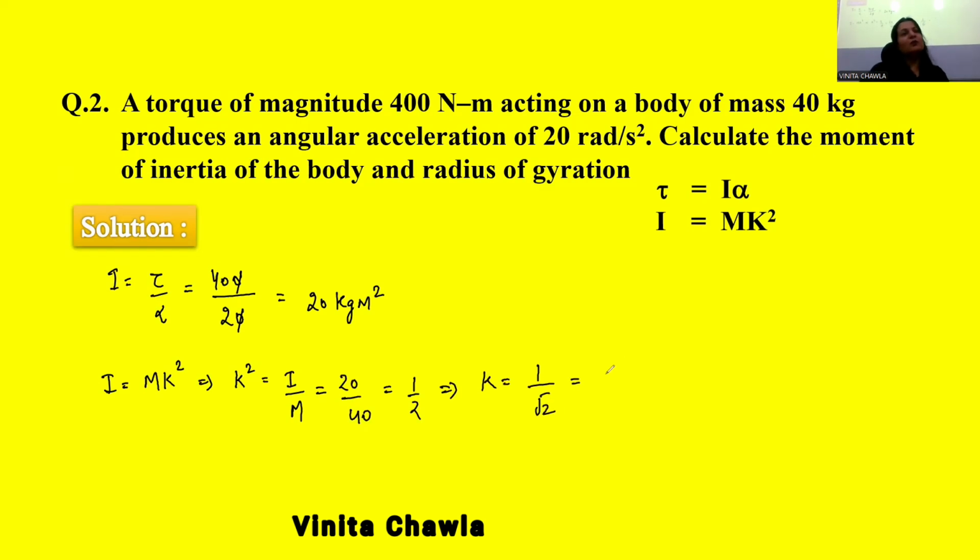The value of 1 upon root 2 you should know, it should be learned anyway. It's 0.707 meter. Okay? Root 2 is 1.414 and 1 by root 2 is 0.707 meter.